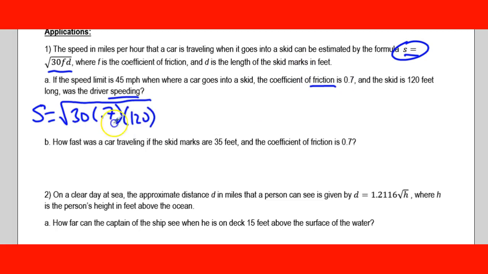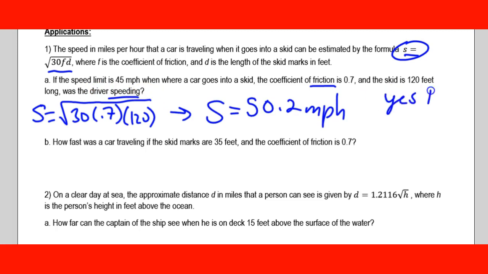So now, guys, we just solve that. When we do that, we get S equals 50.2 miles per hour. So the question is, was he speeding? Yes, he was speeding. And I did all this in the calculator. I just put that literally in the calculator and did it. You can do that too.